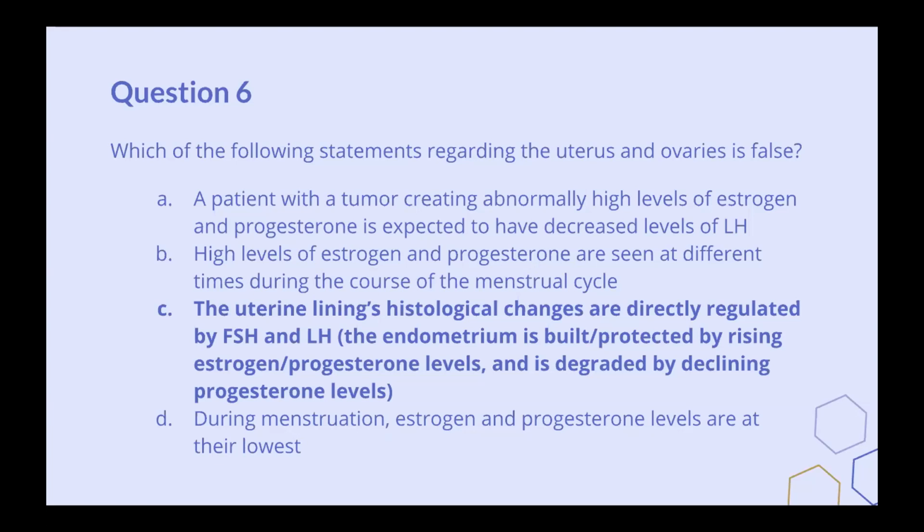Menstruation is brought on by the sharp decline in estrogen and progesterone. Like I said, progesterone is responsible for maintaining the endometrium. Without this hormone, the endometrium will shed. So menstruation is always brought on by that sharp decline in progesterone.